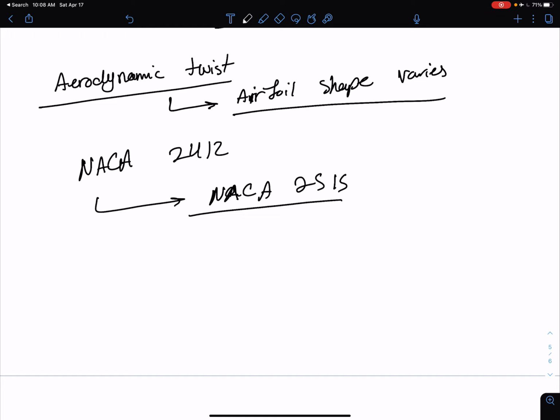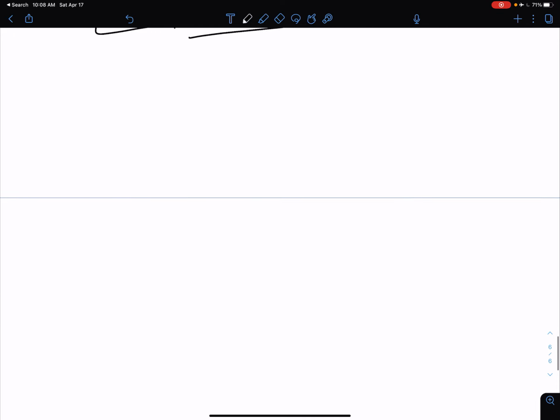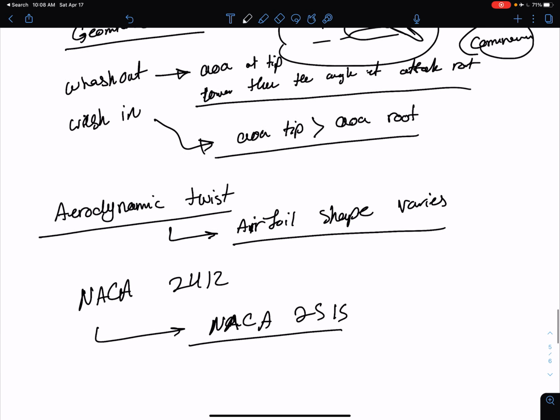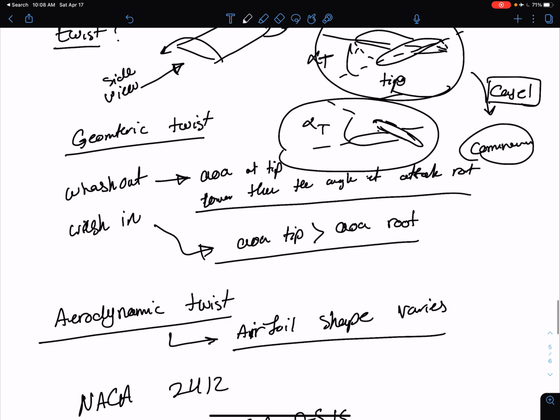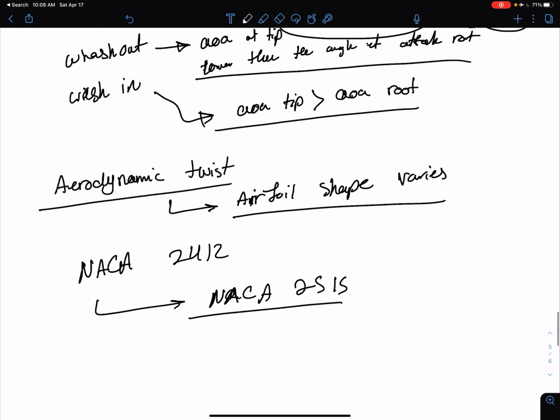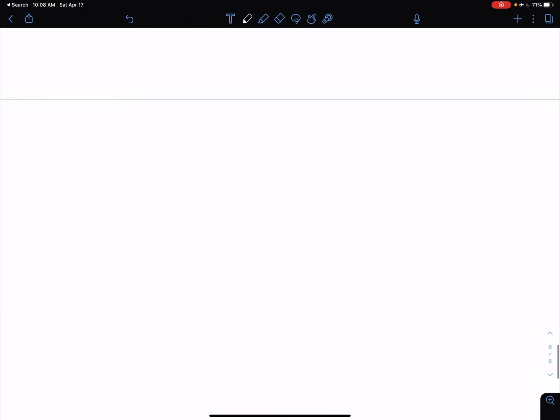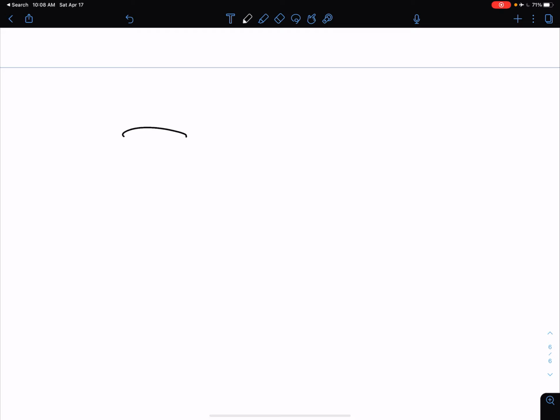Well, how would the flow pattern change? Let's go back to the geometric twist. And how would the flow pattern change when you have a geometric twist at the tip? If you look at it more closely, let's redo the plot here. Again, this is a side view. Let's say this is your tip, and then you are increasing the angle as you go to the root.